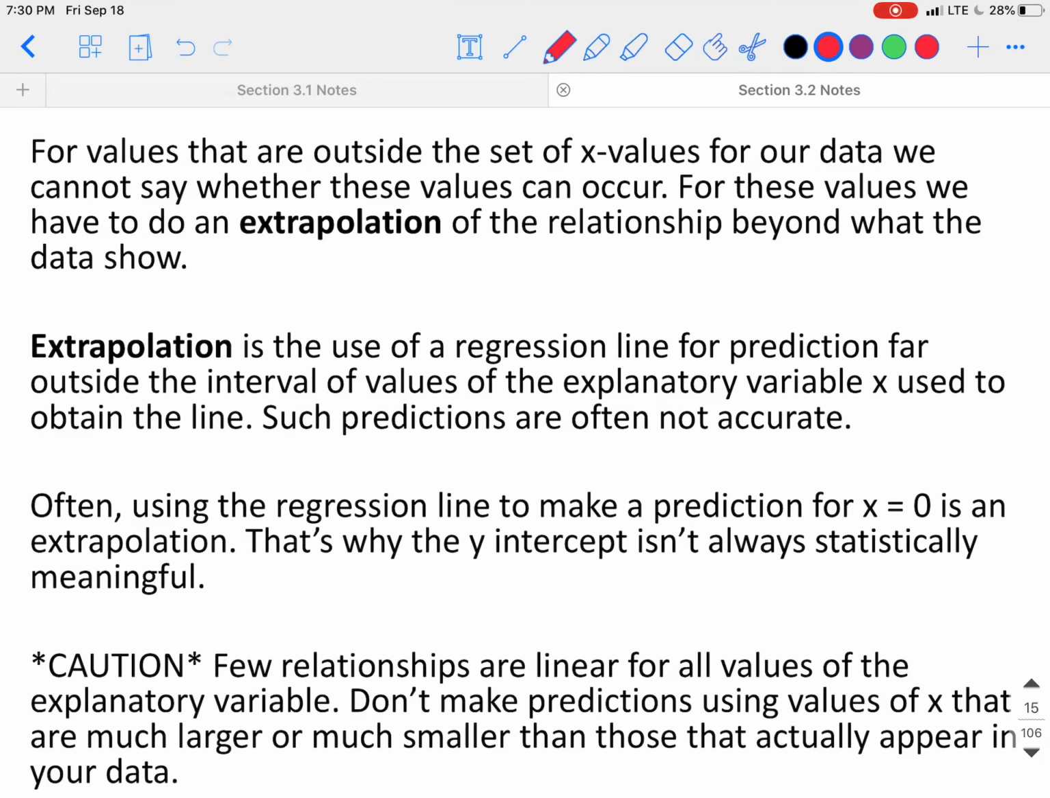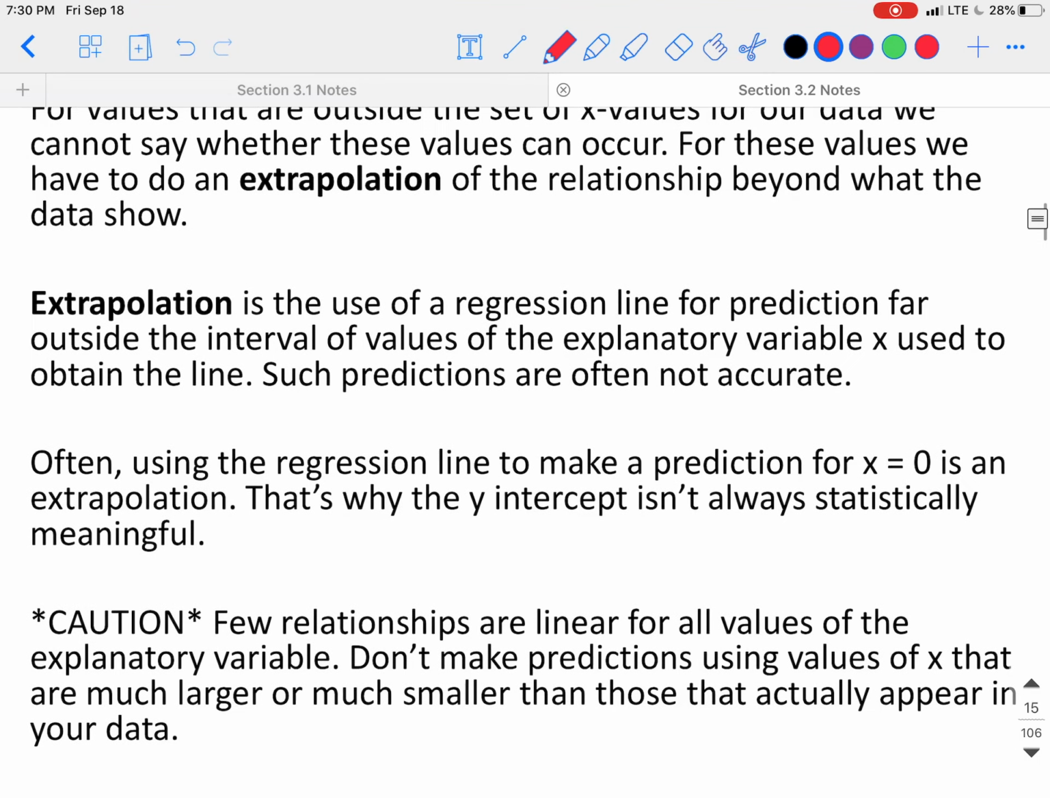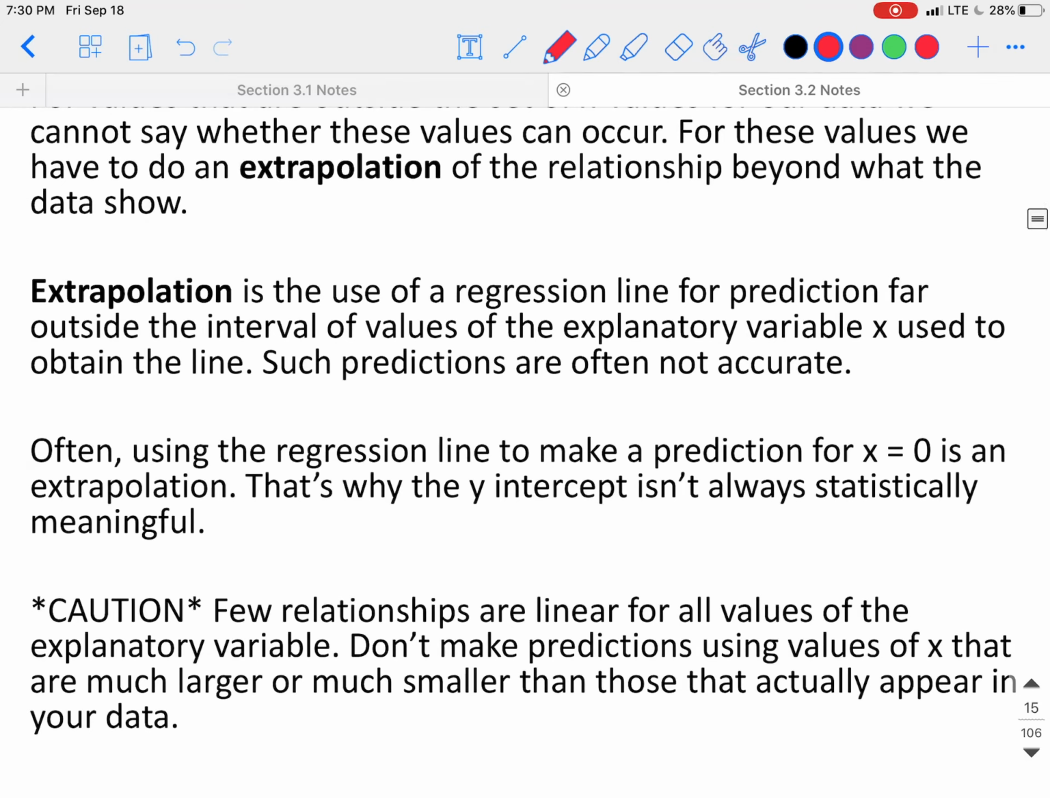Extrapolation is the use of a regression line for predictions far outside the interval of values of the explanatory variable x used to obtain the line. Such predictions are often not accurate. Often using the regression line to make a prediction for x equal to 0 is also an extrapolation. That's why the y-intercept isn't always statistically meaningful. So you need to be cautious. Few relationships are linear for all values of the explanatory variable. Don't make predictions using values of x that are much larger or much smaller than what actually appears in your data set.